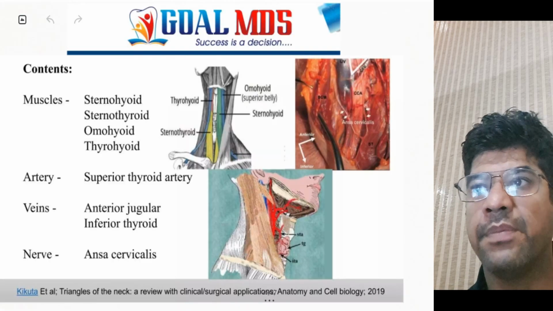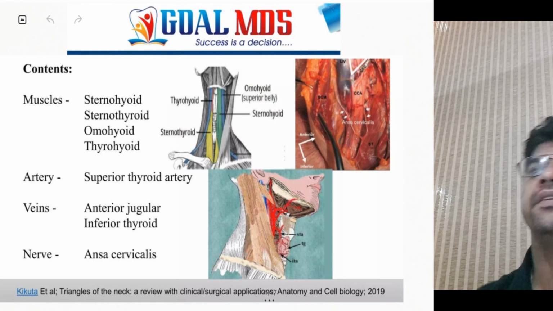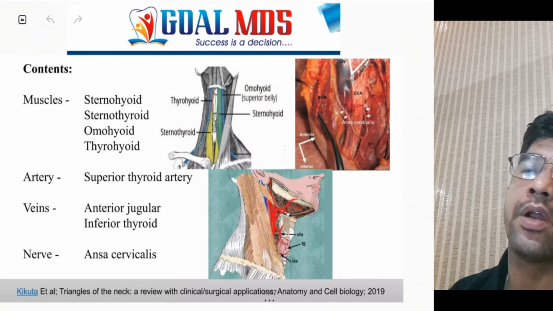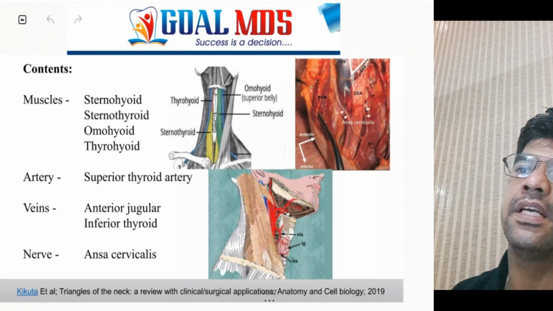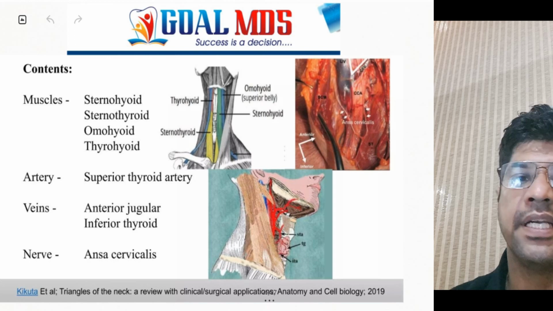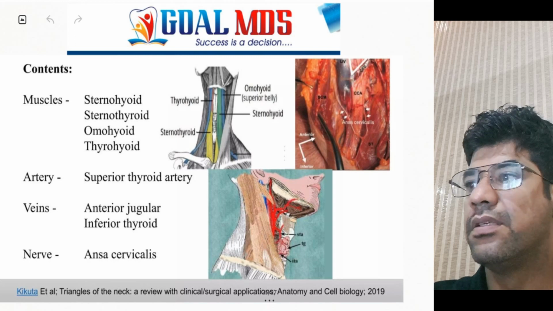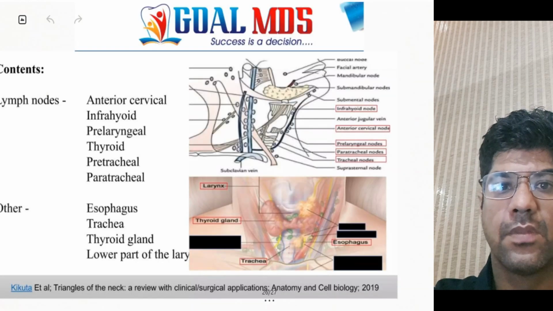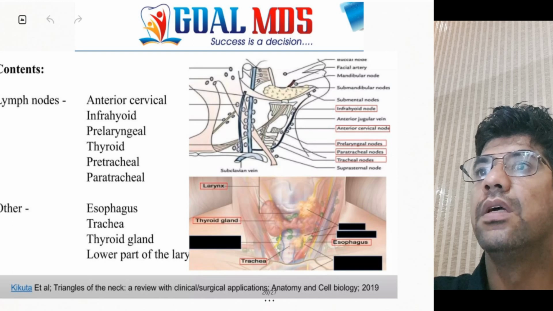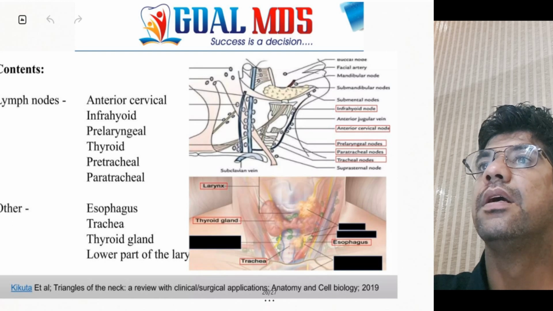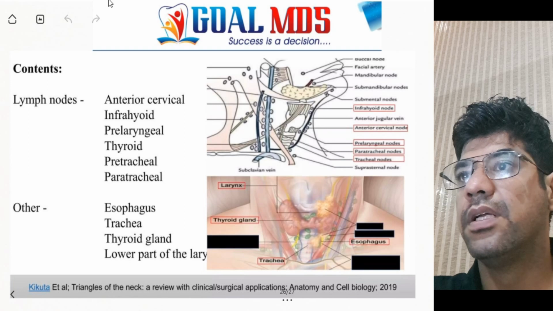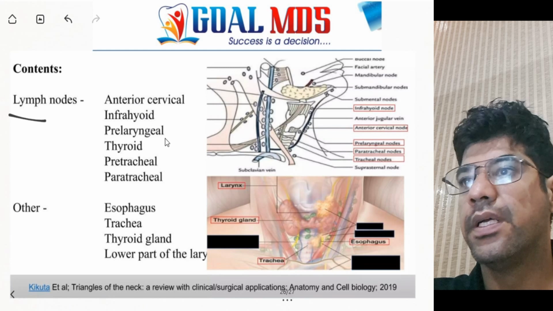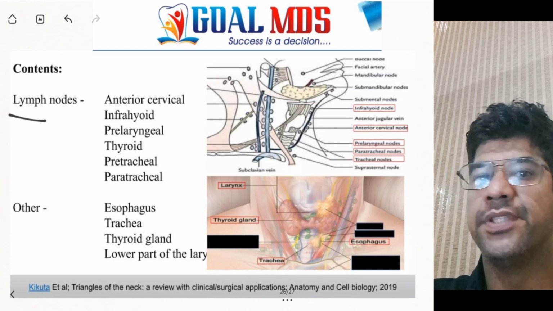So the contents: the muscles involved are sternohyoid, sternothyroid, omohyoid and thyrohyoid. The artery is the superior thyroid artery. The vein is the anterior jugular vein, and the nerve associated is the ansa cervicalis. The lymph nodes are the anterior cervical, infrahyoid, prelaryngeal and thyroid. These are the lymph nodes that could be associated.